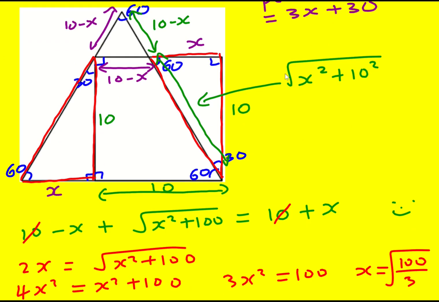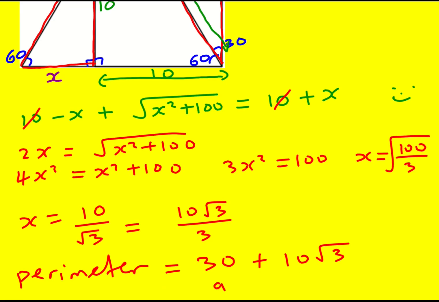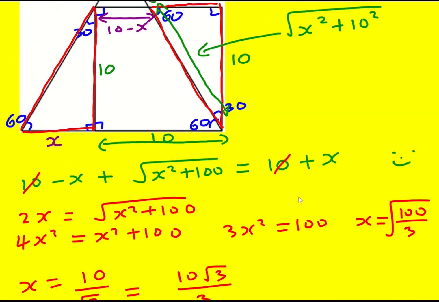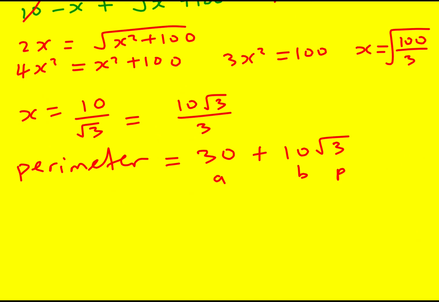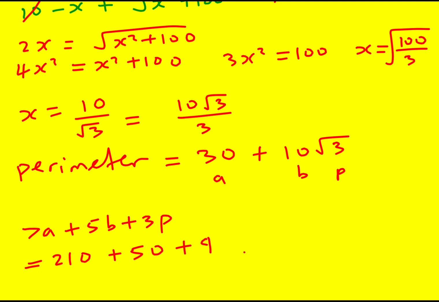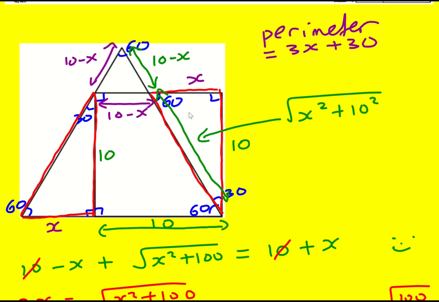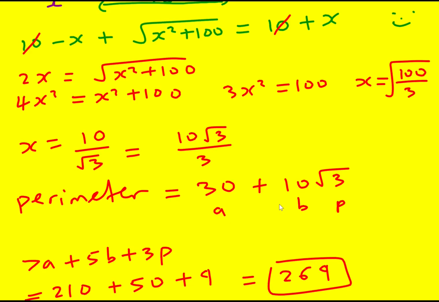All right, so A, B, and P. P is the 3. And then we want 7A plus 5B plus 3P. That's going to be 210 plus 50 plus 9, which is 269. Neat question. You just have to spot some of the details, relate the sides together, and then solve that equation.